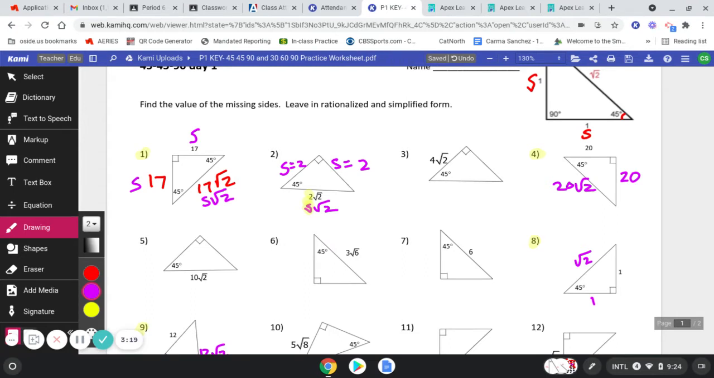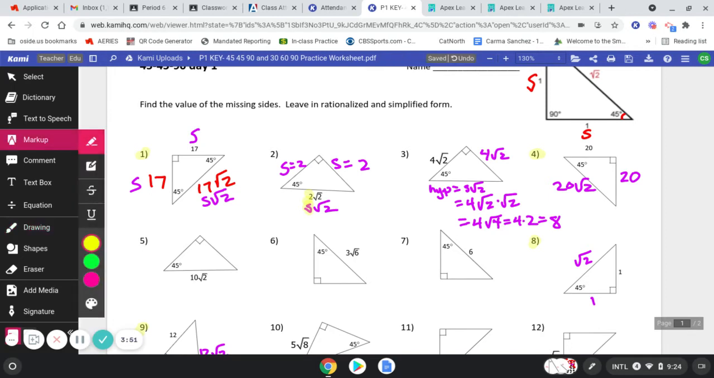Looking at number 3, it has a 4 root 2 as the side length. Here's where they start to get a little bit weird. So 4 root 2 and 4 root 2 are my two equal sides, and then I just need to go work out the hypotenuse. The hypotenuse is equal to the side length times root 2. Well, my side length is 4 root 2, and then times another root 2. So that's going to be 4 times the square root of 4, or 4 times 2, or just 8. So my hypotenuse for number 3 is 8.